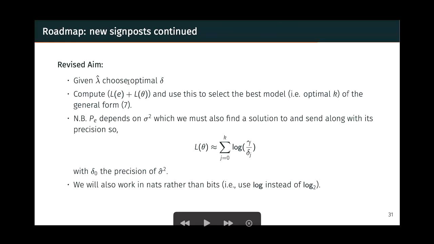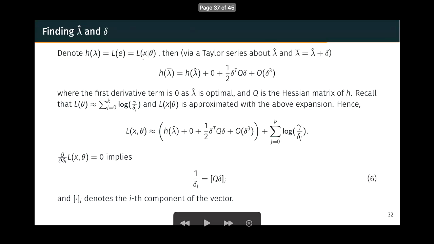Right, so fixed k, fixed lambdas, I've got that description length expression. I'm now trying to choose deltas. They're my precisions, but they're my optimal precisions. So my question is, what are the optimal deltas for that choice of lambda hats? And the rest of that is just what I was saying earlier. Once you've got that expression, L_E, L theta for a particular model, then you can run through all the model sizes, choose the one that's best.